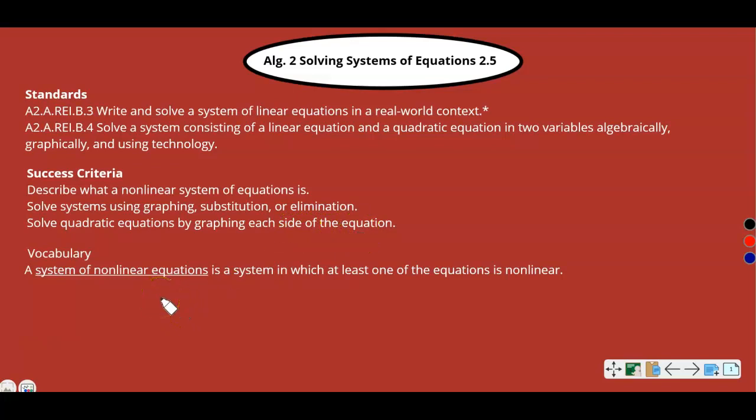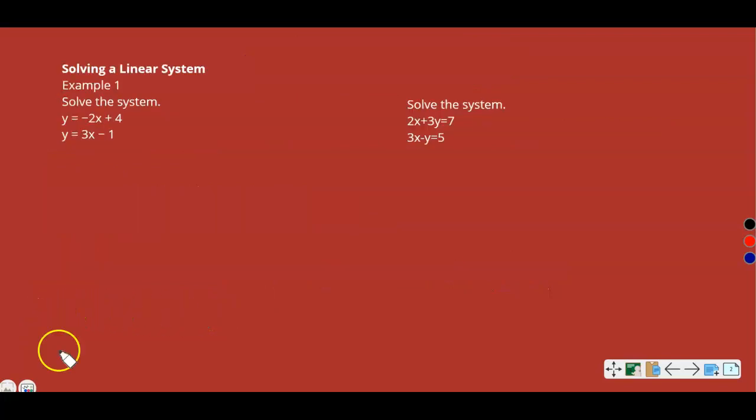You've got one vocabulary term. Make sure you have this in your notes. A system of nonlinear equations is a system in which at least one of the equations is nonlinear. Remember, linear is an equation of a line, so nonlinear would be an equation of something other than a line.